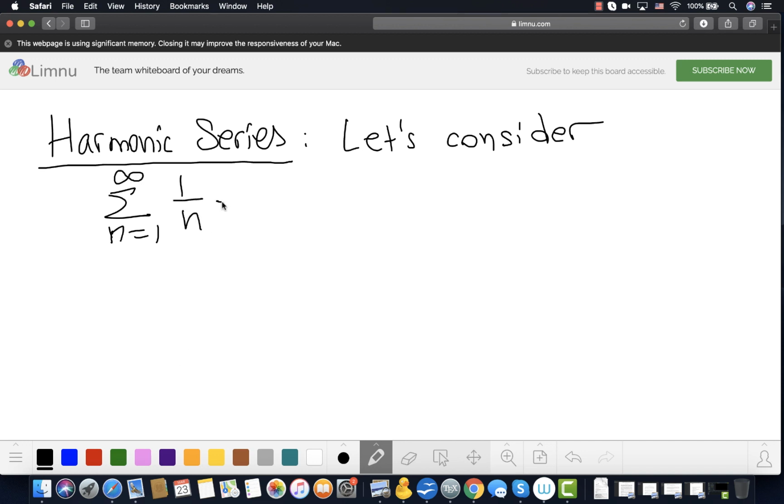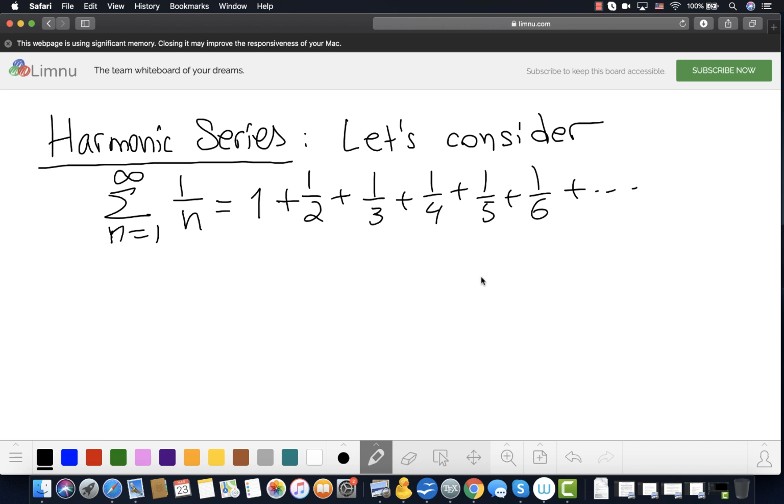Okay, so this is adding up the following. When n is 1, you get 1 divided by 1, which is just 1, plus 1 over, the next one is when n is 2, so the next term is 1 divided by 2, plus 1/3, plus 1 over 4, plus 1 over 5, plus 1 over 6. Okay, so the terms are getting smaller and smaller and smaller, right? So the question is, does this series converge?